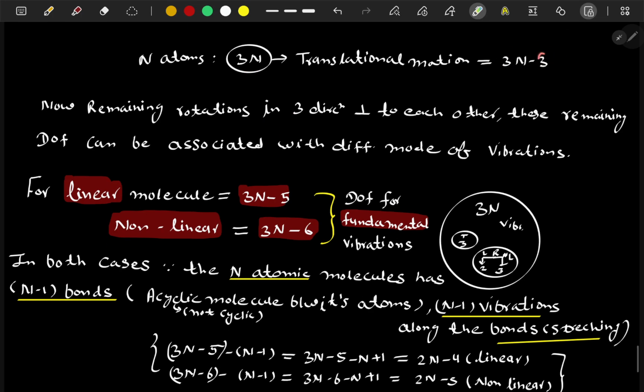So just remember, there will always be 3 translation motions.